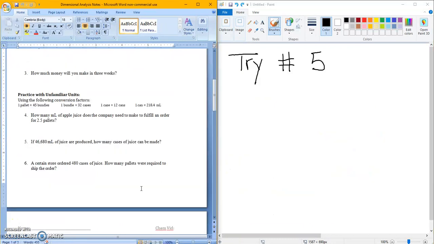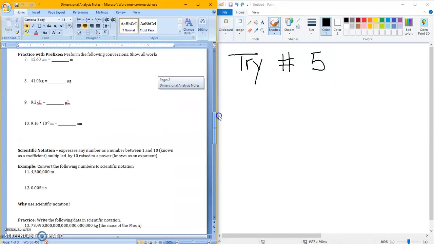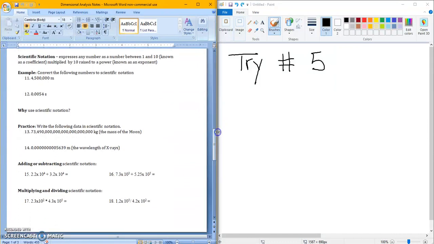Before you come to class, I want you to try number 5. All right, this number 5 right here. Change milliliters into cases. Show all your work using dimensional analysis, and please use units and circle your answer. Okay? But for now, let's scroll on down, or I'll scroll, you just turn over the paper, and I want you to jump to scientific notation.